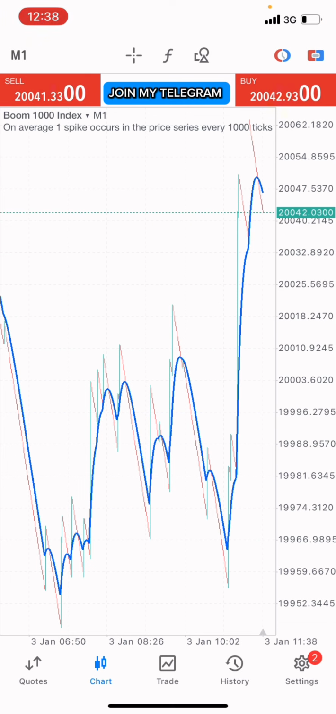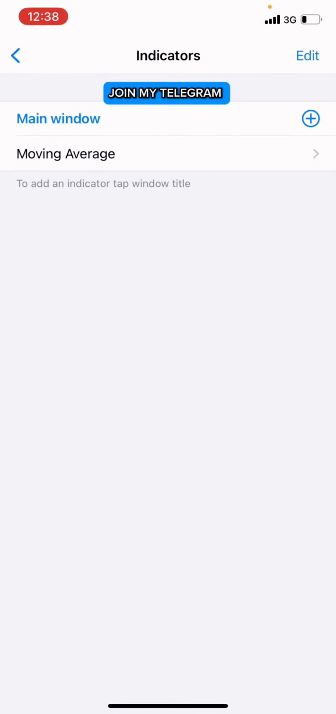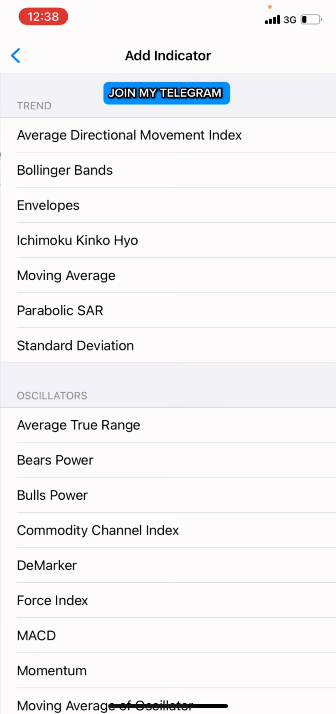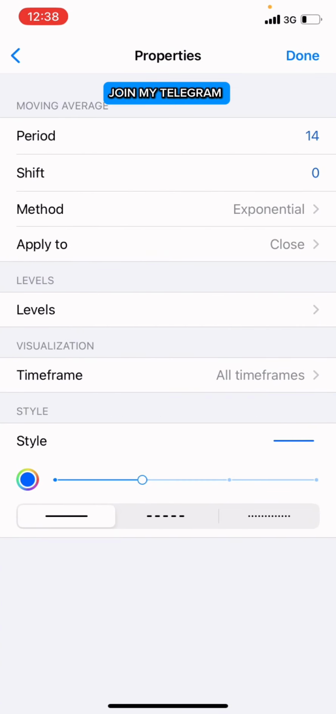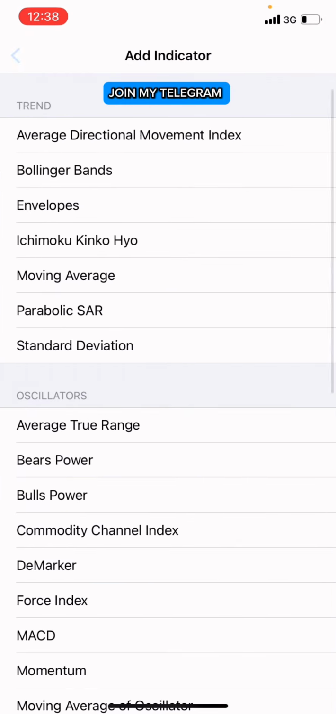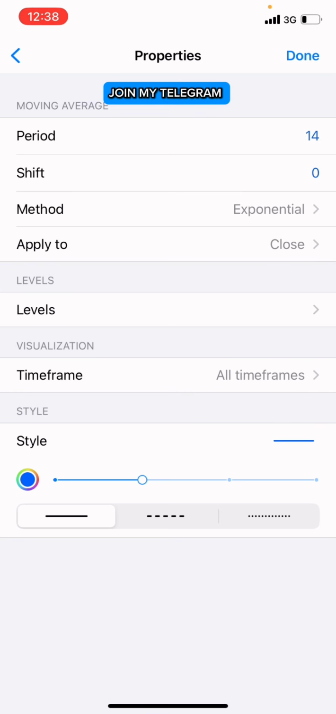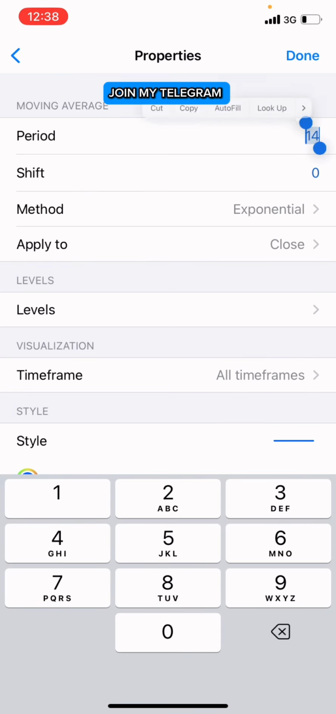Then the next indicator is the moving average again, but this time we're going to be changing the period. This is going to be on the main window as well. Then you put on the moving average. The period is going to be 50. Then you leave the shift on 0. The method is going to be exponential as well.